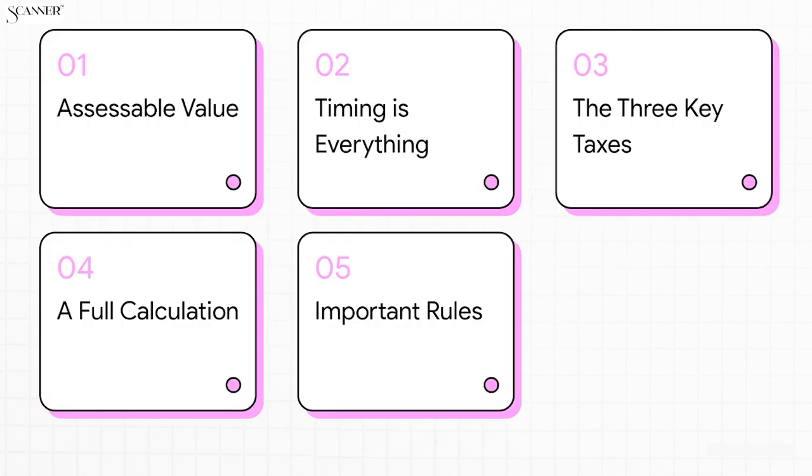Okay, so here's our game plan. First, we're going to lay the foundation with something called the accessible value. Then we'll get into why timing is just so critical. After that, we'll introduce the three main taxes you'll see. Then we'll put it all together in a big, full calculation. And finally, we'll cover a couple of really key rules you just have to know.